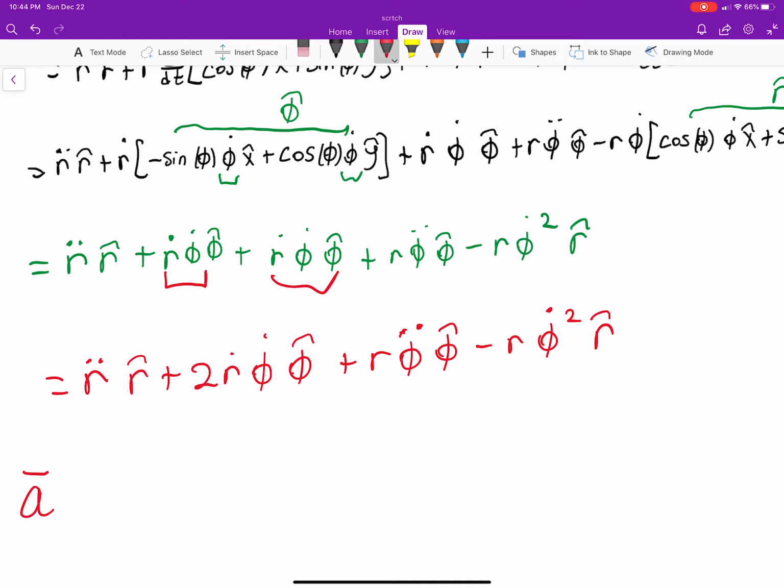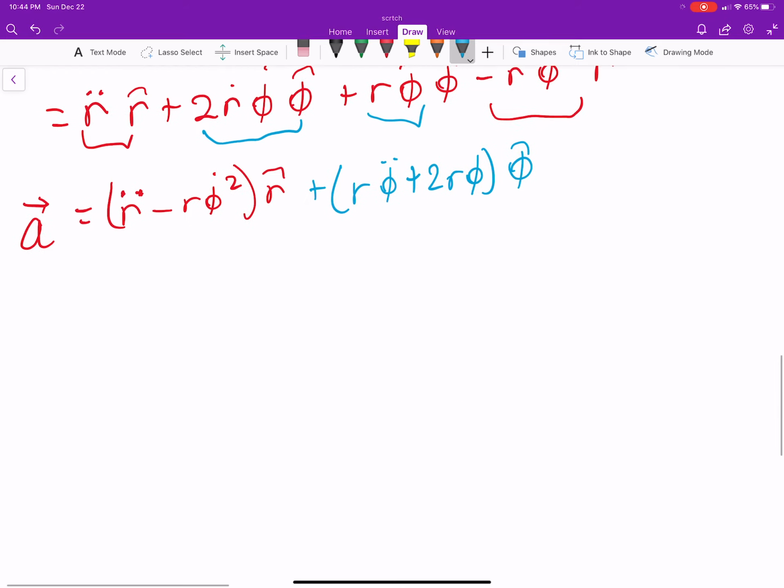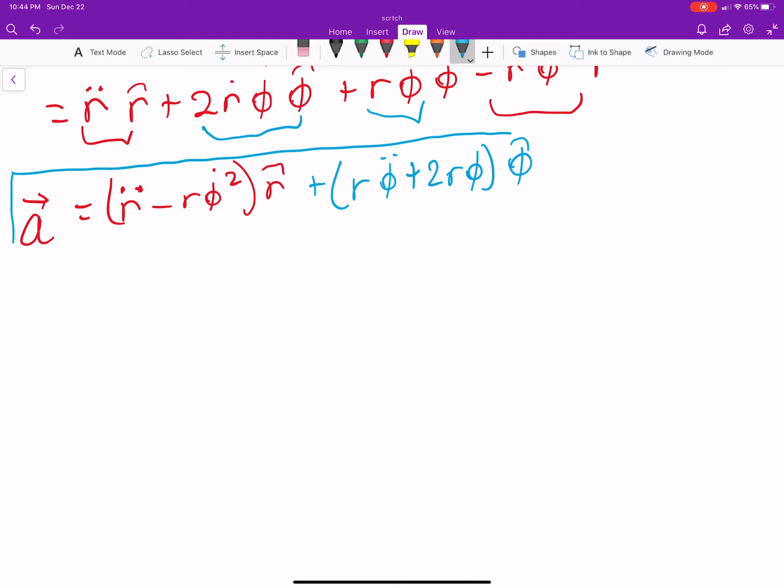So finally, we can say our acceleration is equal to, for the r components, if I factor out r hat, so here and here, I get r double dot minus r phi dot squared r hat. And then for the last two, plus r phi double dot plus 2 r dot phi dot phi hat. And there you go. We did it. This is the acceleration.